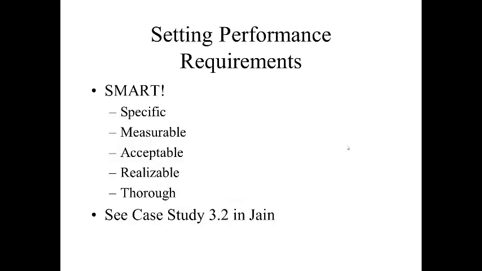So when you're setting your performance requirements, for your metrics, you want SMART metrics. And this is how Jain defines them. You want specific, measurable, acceptable, realizable, and thorough selection of metrics.